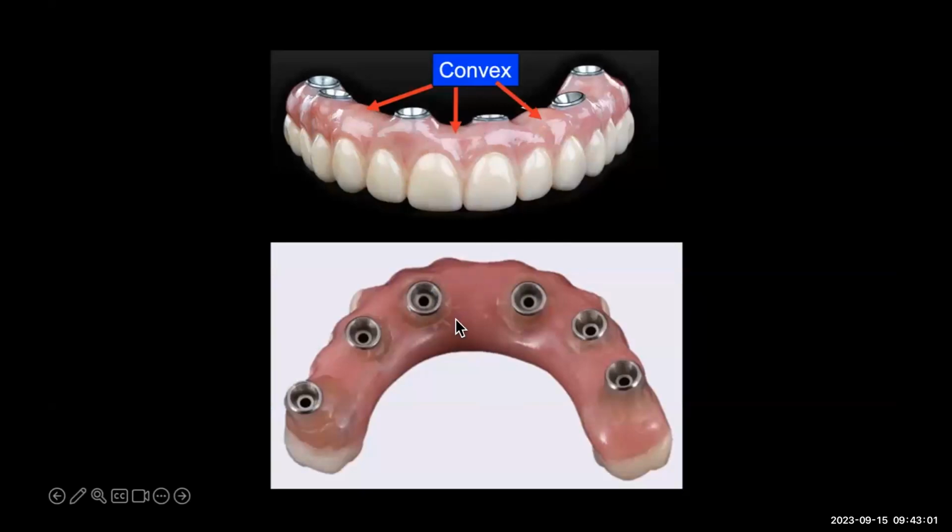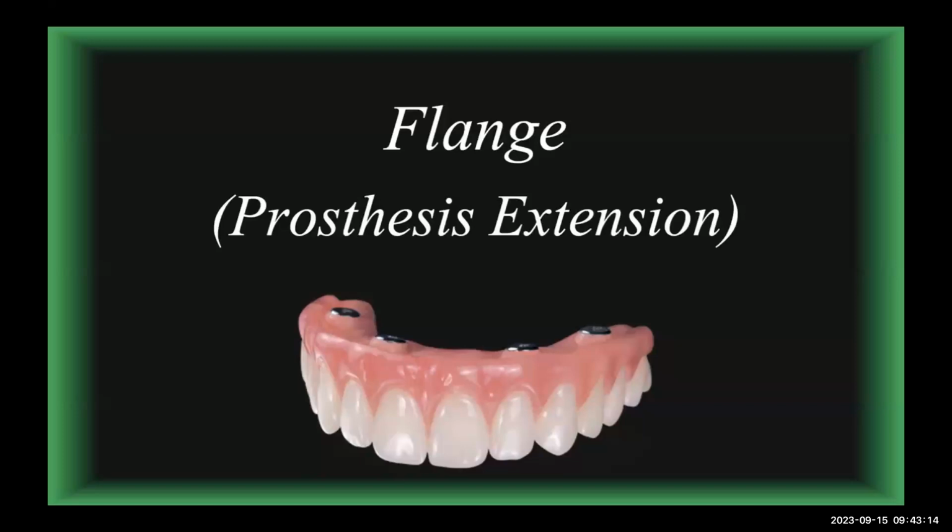It should be highly polished or glazed, and it should have no depressions where bacteria or anything can colonize. So again, convex is what we want on these full arch prostheses.